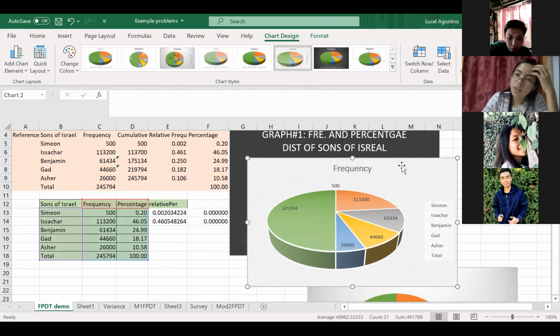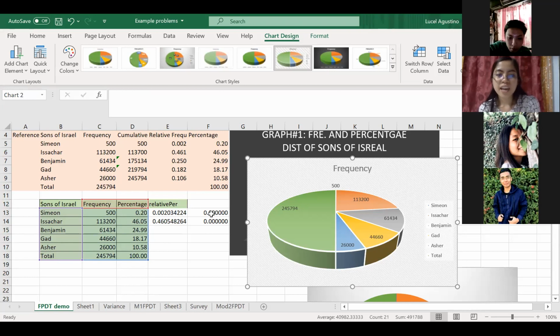So that's how easy our topic 2 exercise is. Then for textual presentation, if you've already read your topic 2 exercise, the textual is just textually presenting your data. For example, the total sons of Israel is 245,794. And then you put in Simeon, there is a frequency of 500 comprising the 0.2% of the total population.